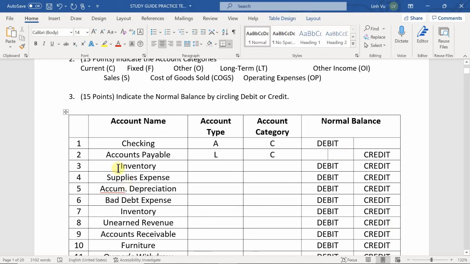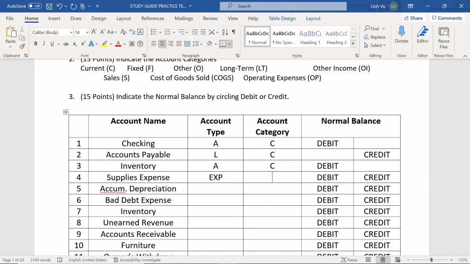What about supplies expense? I'm sorry, I skipped one: inventory. Inventory is an asset. Good. Current. Good. And debit. Yes, right. All assets would normally have a debit balance. Okay. What about supplies expense? Supplies expense is a fixed asset. No, this is supplies expense. It's an expense, by the way. Good. It's an expense, yeah.